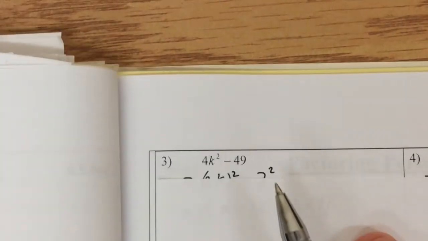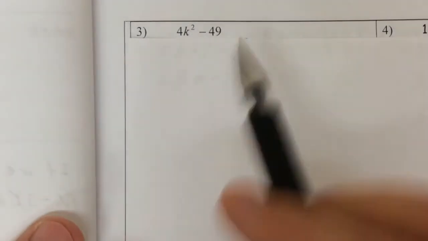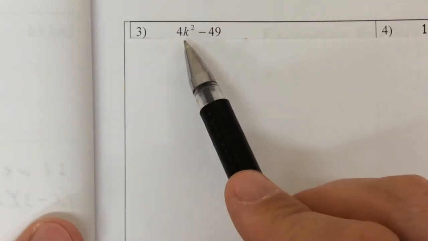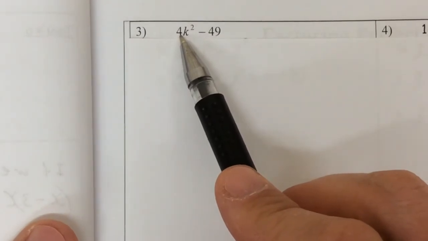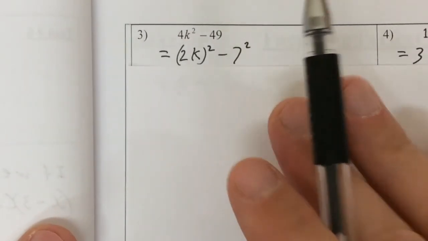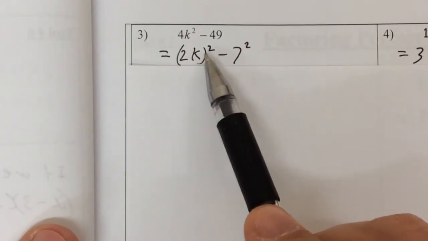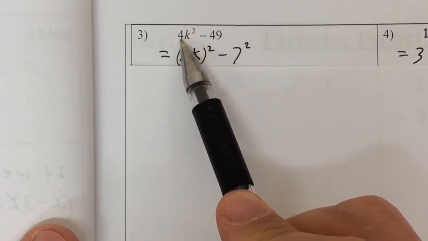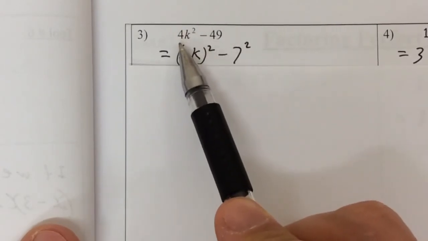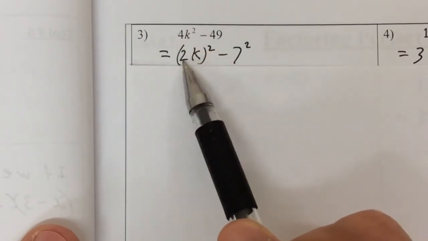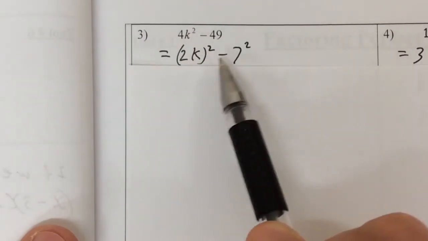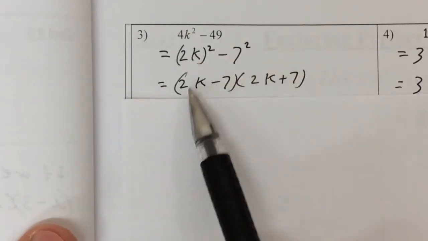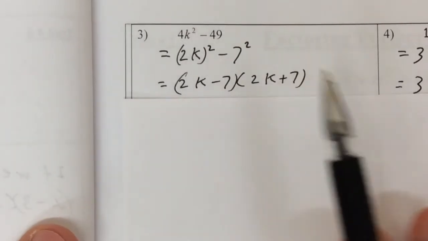Okay, so what about this one here? 4k squared minus 49. Is that a difference of squares? Well, 4 is a perfect square. It's 2 squared. So you could write that as 2 times k all squared. This squared here only means that the k is squared, not the 4. If you wanted the 4 squared, you'd have to have brackets around it. Okay? So this is where the 2 is squared and the k is squared. So now we have a difference of two things that are squared. And you can write them as this, 2k minus 7, 2k plus 7.